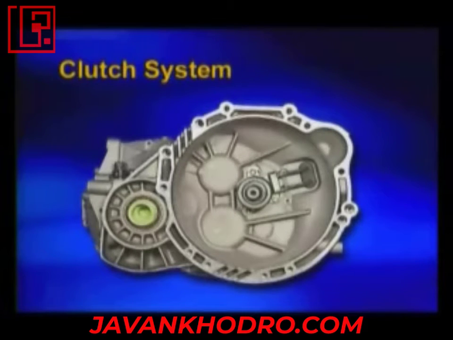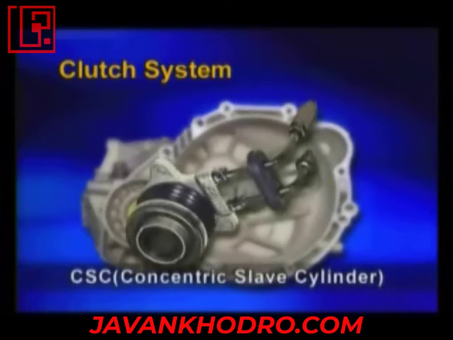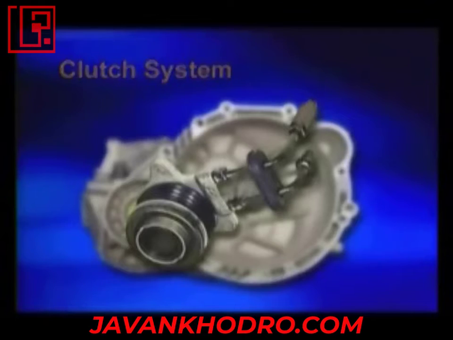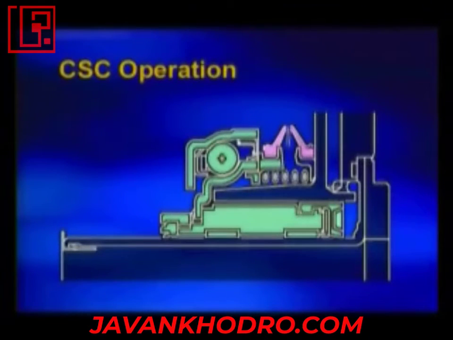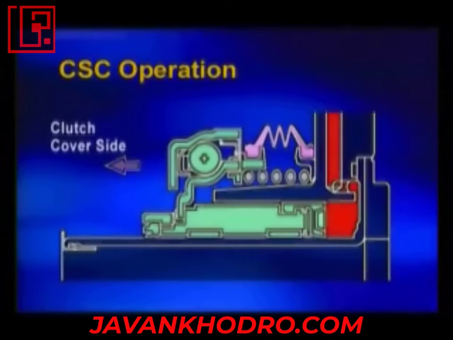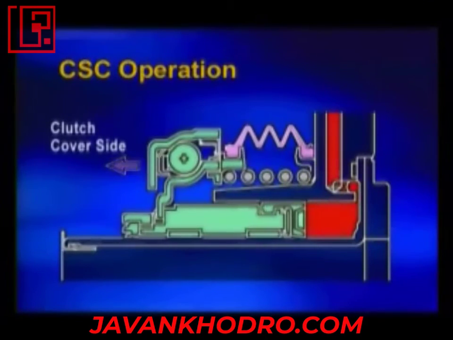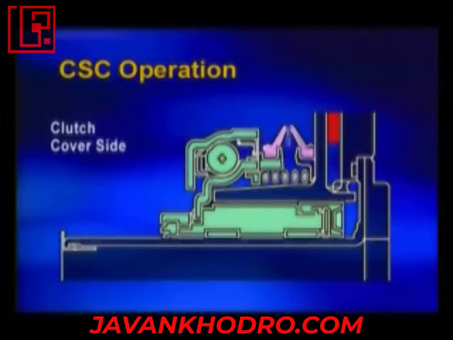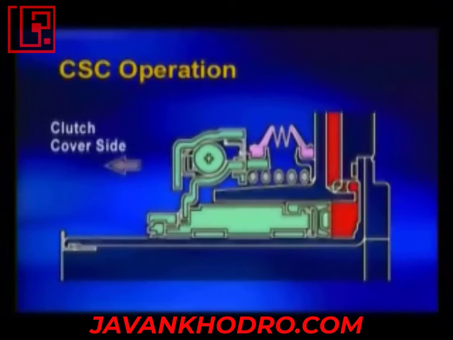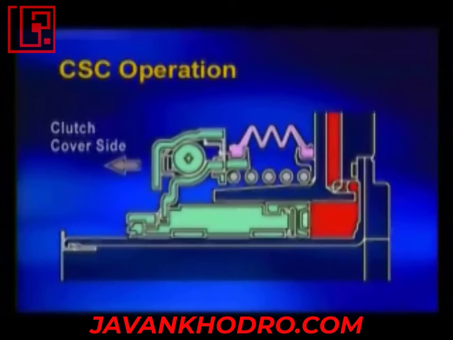A concentric slave cylinder is applied to modularize the clutch control so that operating efficiency is raised and part numbers and weight have been reduced greatly. To operate the clutch pedal, press the clutch pedal to operate CSC with hydraulic pressure. And then, CSC moves the diaphragm spring of the clutch cover.